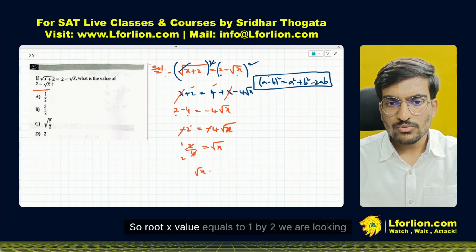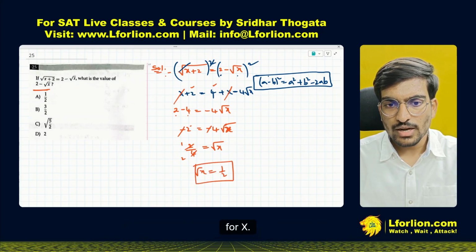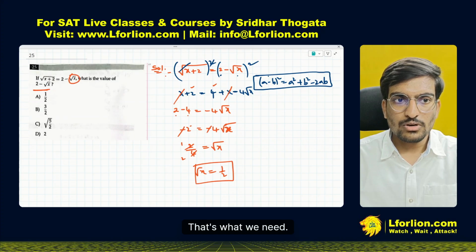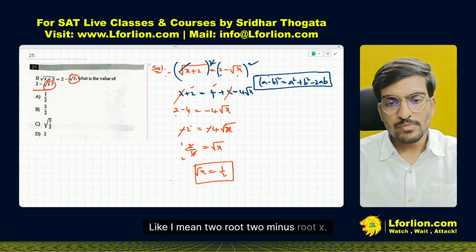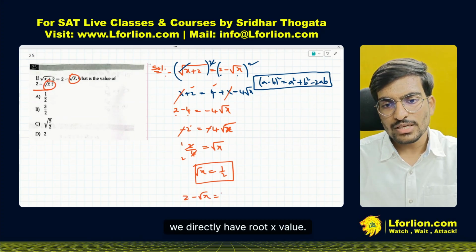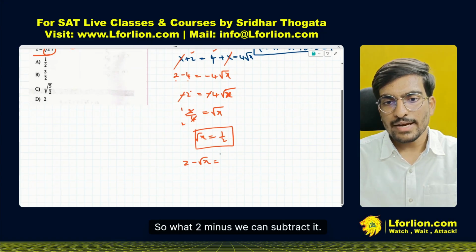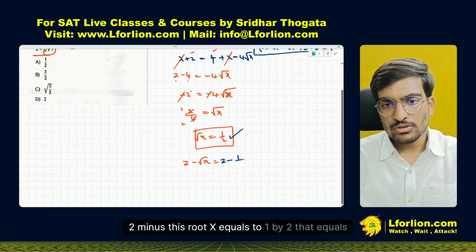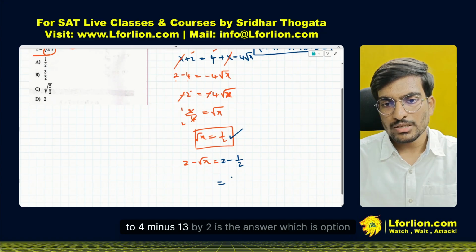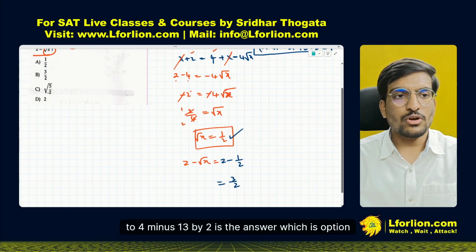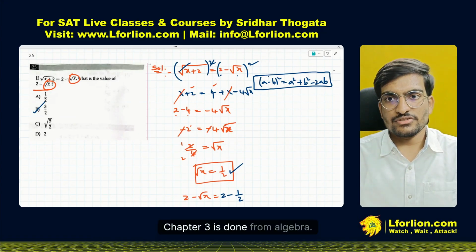So the root x value equals 1 by 2. We are looking for 2 minus root x, and we directly have the root x value. So we subtract it: 2 minus root x equals 2 minus 1 by 2, that equals 4 minus 1, 3 by 2 is the answer, which is option B. Done. Chapter 3 is done from algebra.